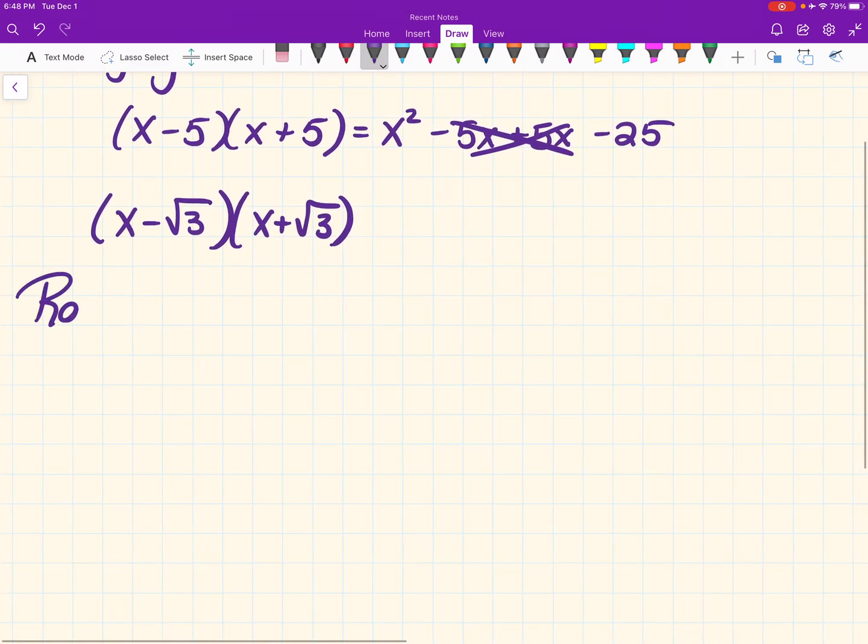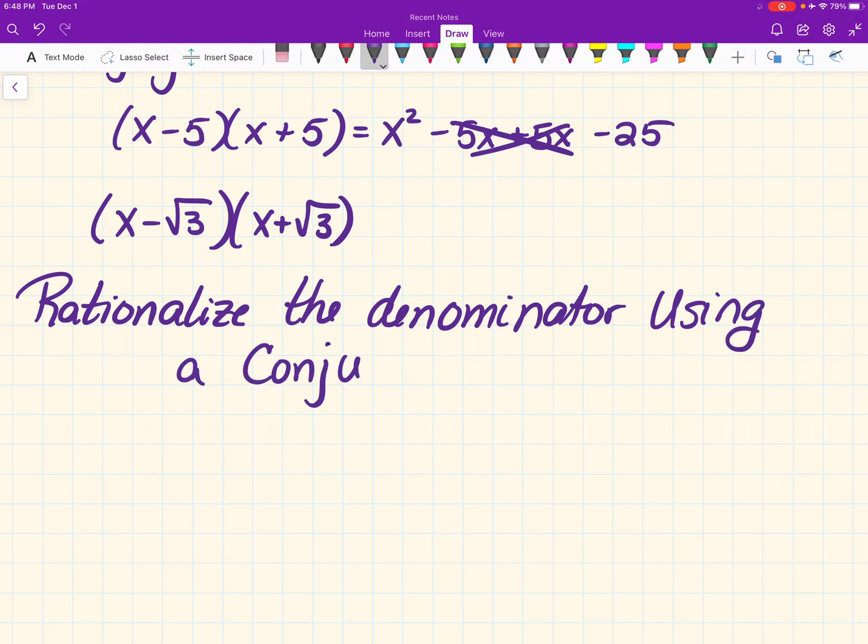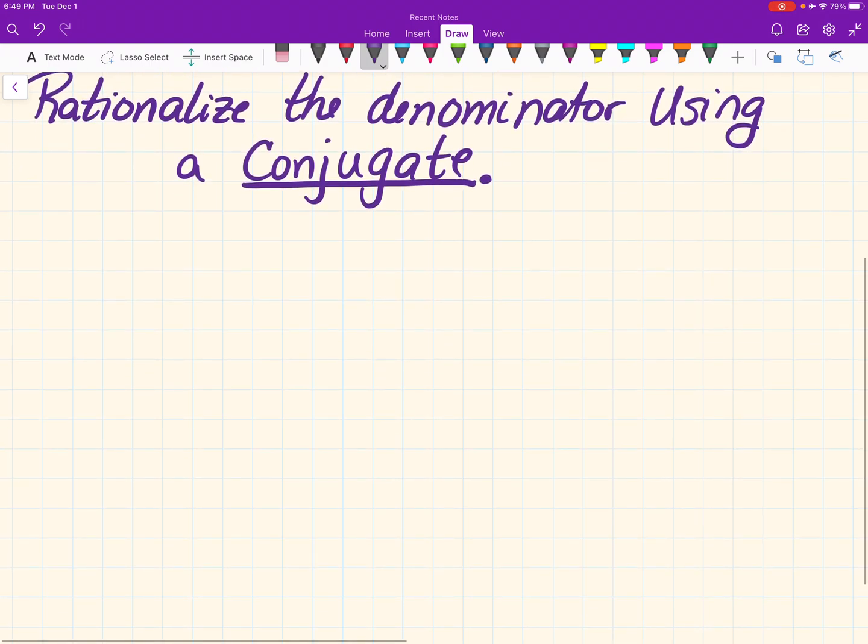And this is what we're going to do. We're going to rationalize the denominator using a conjugate. This is the way when we have a number added to a radical or two radicals added together in a denominator, this is the only way to create a jailbreak that's going to work. Okay, so here's what I mean by that.